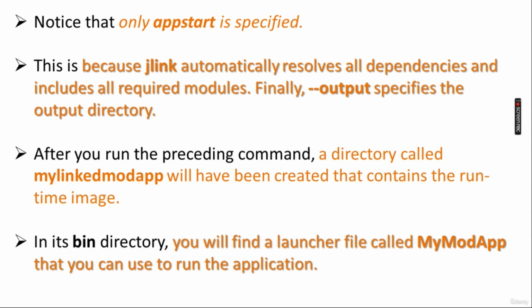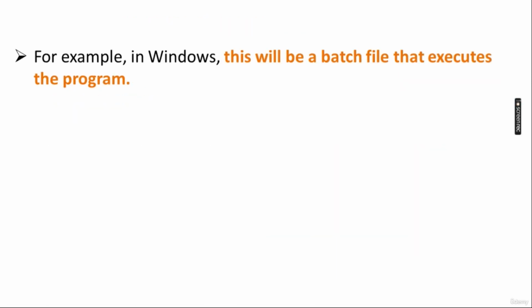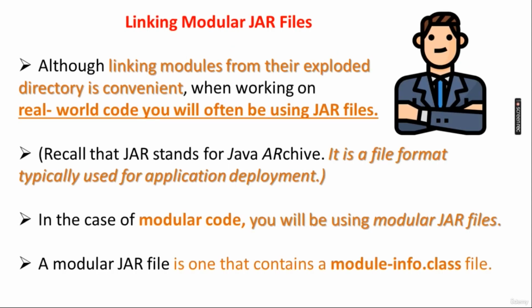After you run the command, a directory called mylinkmodapp will have been created as the output directory that contains the runtime image. So this way we can create the runtime image of our application. In its bin directory, you will find a launcher file called MyModApp that you can run to start the application. In Windows, we have a batch file for the program. Now we will see linking to modular jar files, and how to link modules from their exploded directory.